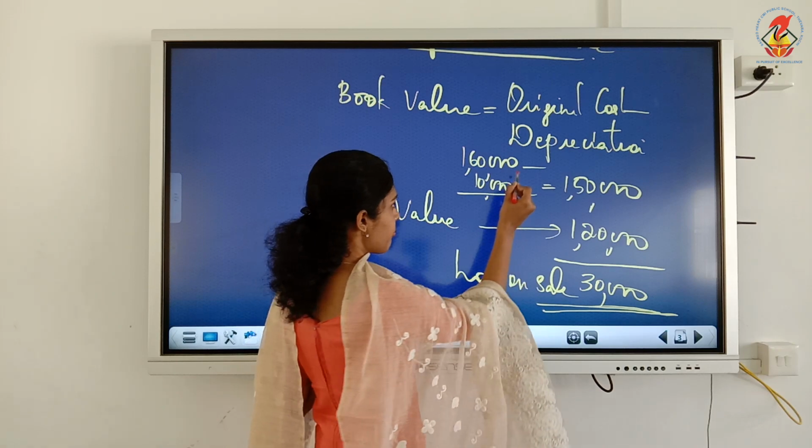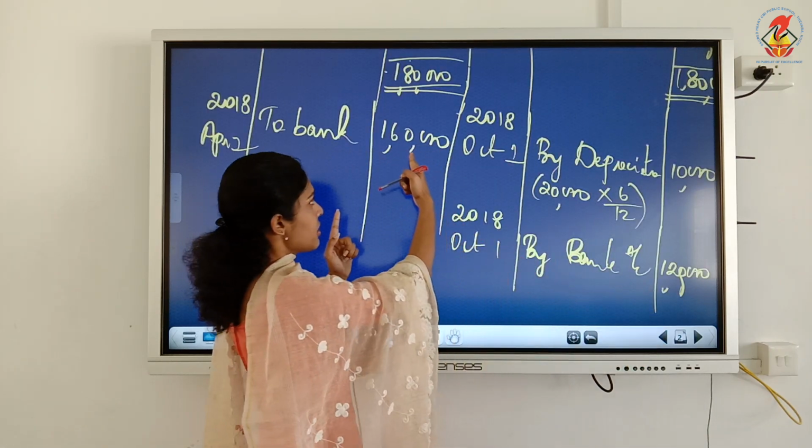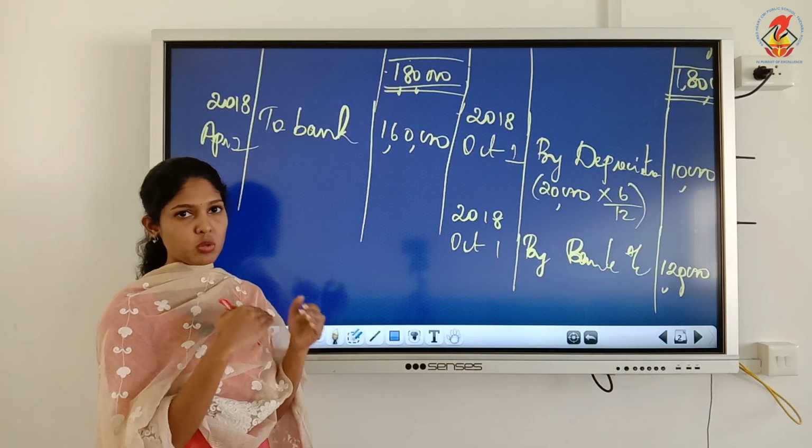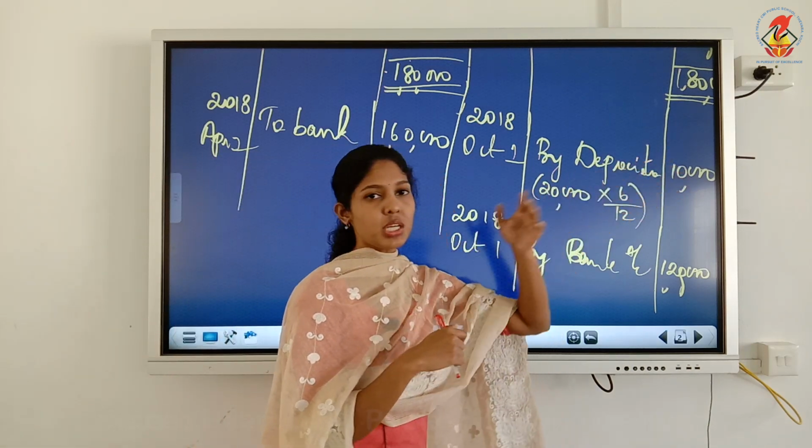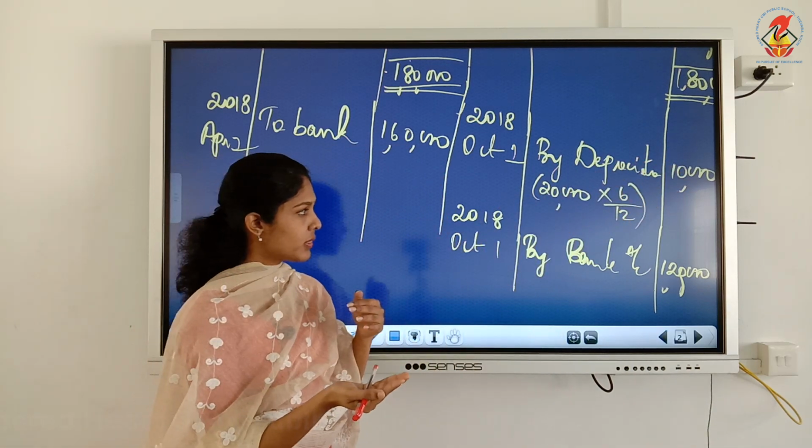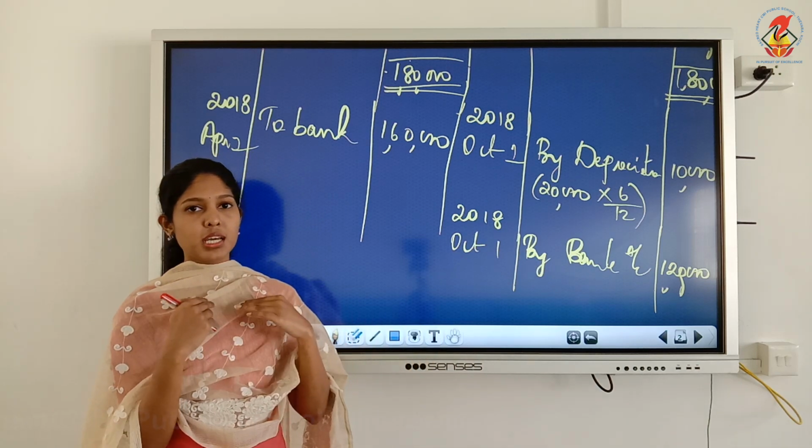Okay. 1,60,000, from where did we get? This is the balance carried down. That is the present original cost. Minus depreciation, we will get the book value. Compare it with the sale value. We got the profit or loss.